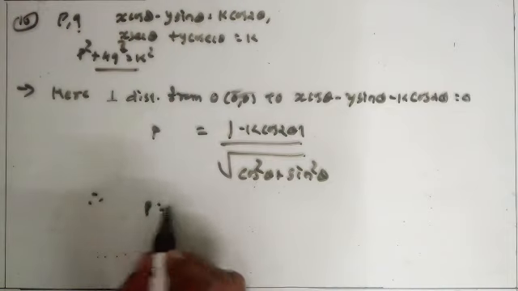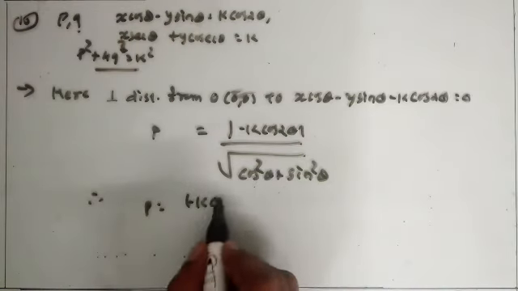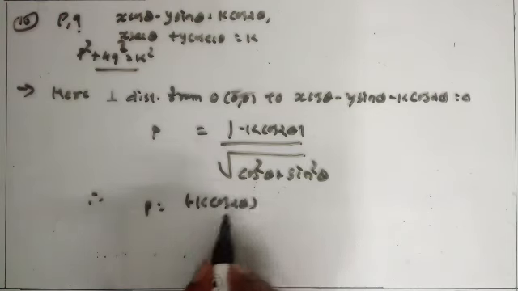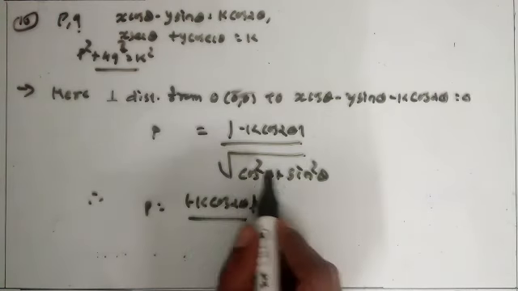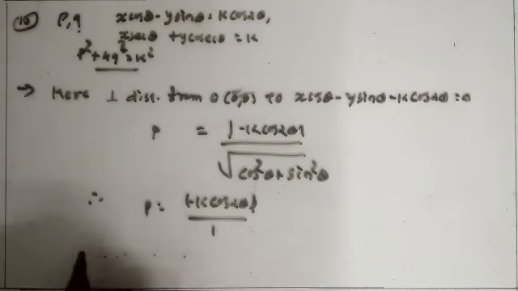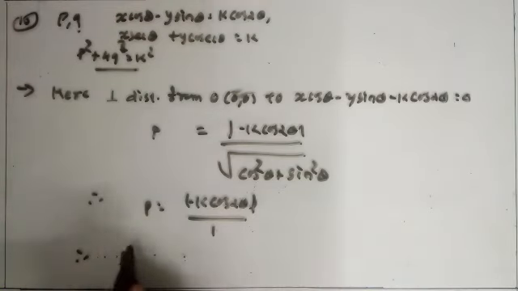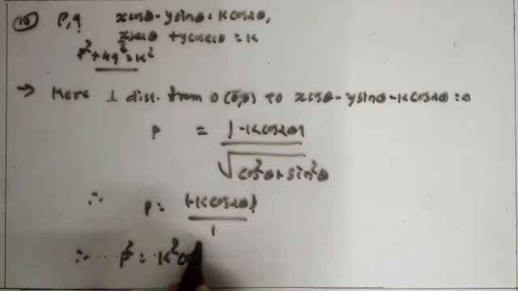But this distance is given as p. Therefore p is equal to mod of minus k cos 2 theta upon root of cos square theta plus sin square theta, which we know is 1. Now we want p square, so apply square on both sides. p square is equal to k square cos square 2 theta. Take this as result number 1.